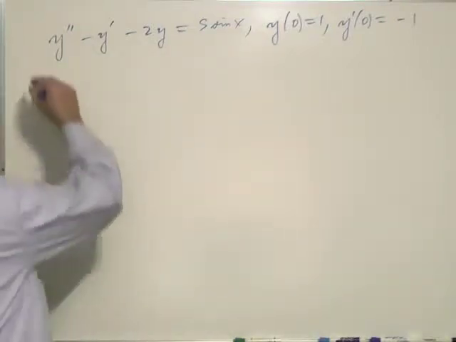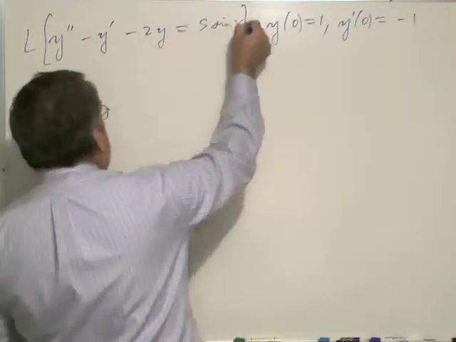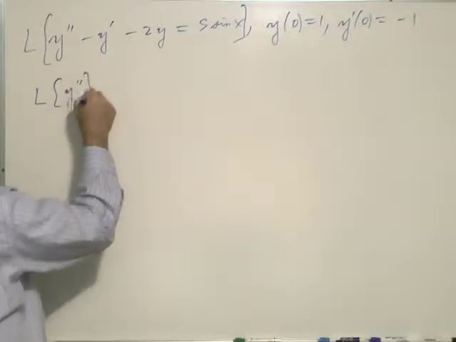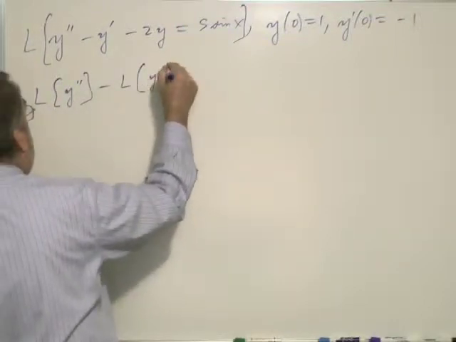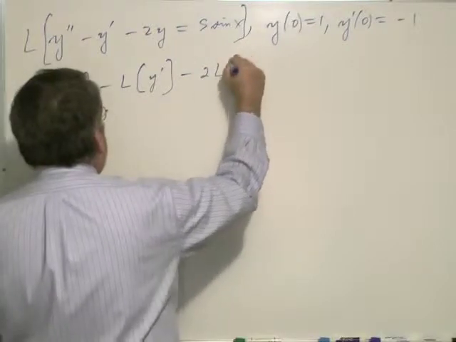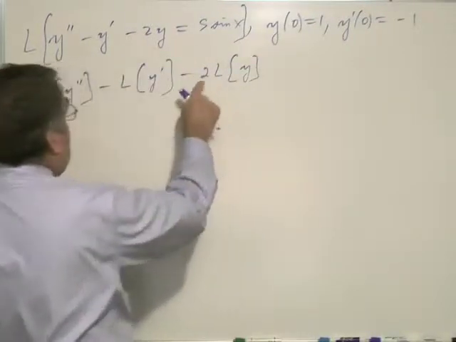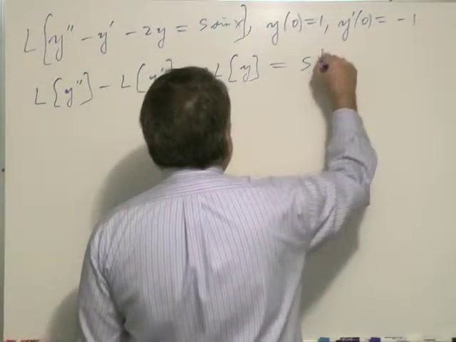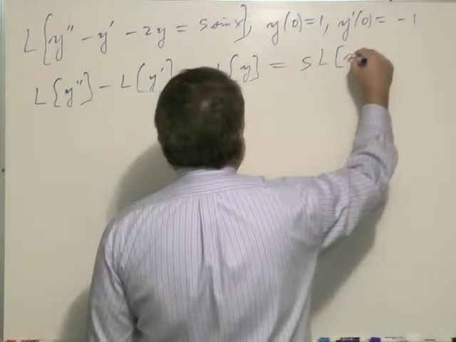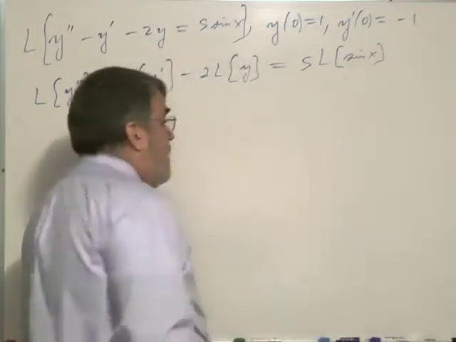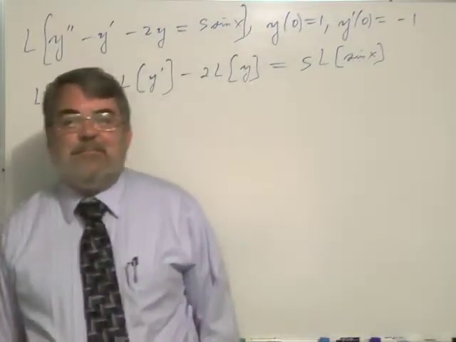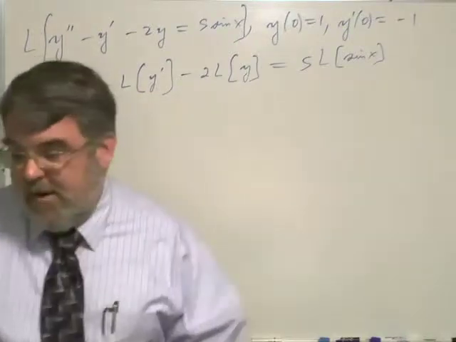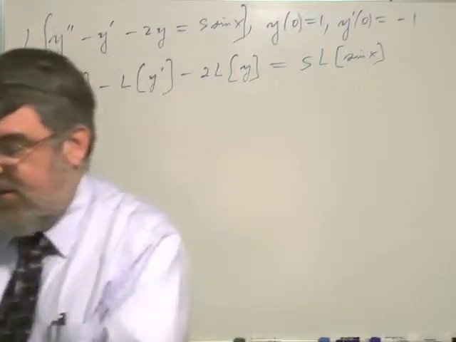So when I take the Laplace transform of the entire equation, I get L of y double prime minus L of y prime minus 2L of y. I can factor the 2 out because it's a linear operator. Equals 5 times the L of sine x. Again, we're going to turn this into an algebra problem. Because I don't have it memorized, I need to look up what L of y double prime is.